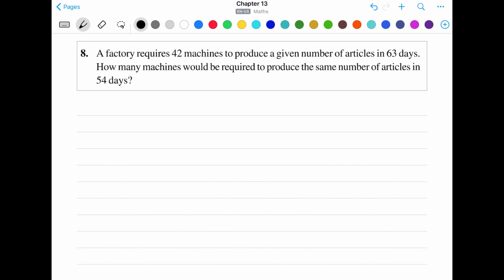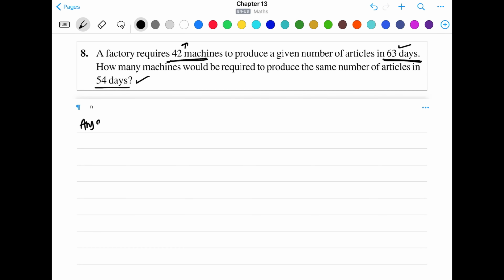Now moving to question number 8. A factory requires 42 machines to produce a given number of articles in 63 days. Just understand this information: we have 42 machines taking 63 days. How many machines would be required to produce the same number of articles in 54 days? The days are reduced from 63 to 54. That means the number of machines should increase to complete the same task.